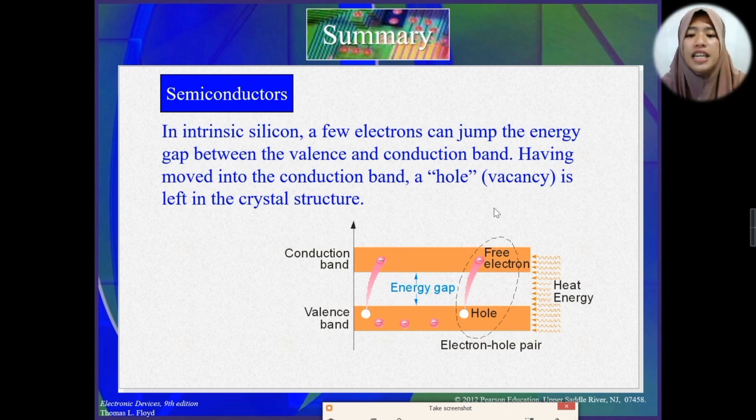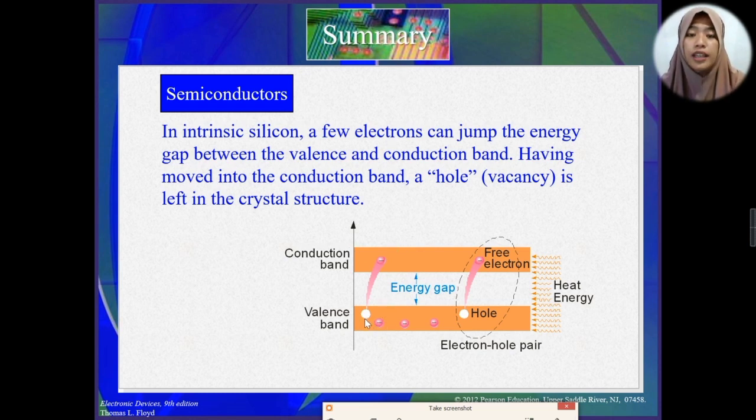So an intrinsic silicon crystal has heat energy. This heat energy is known as thermal energy. Again, an intrinsic silicon crystal has thermal energy at room temperature, wherein the electrons from the valence band are going to jump the gap between the valence band and the conduction band. So, as the electrons leave the valence band to the conduction band, we have a vacancy left.